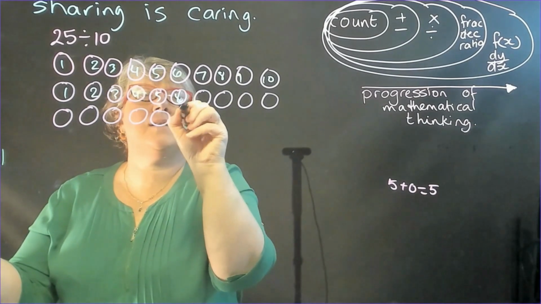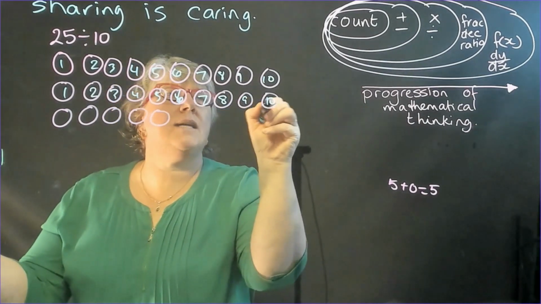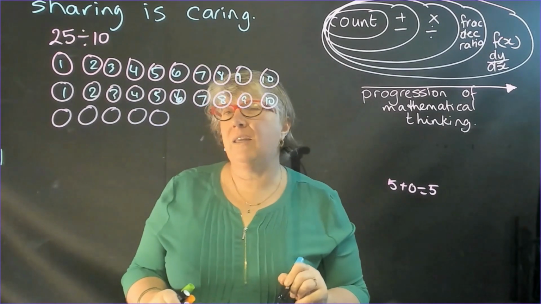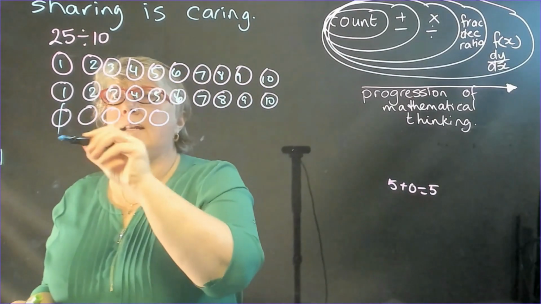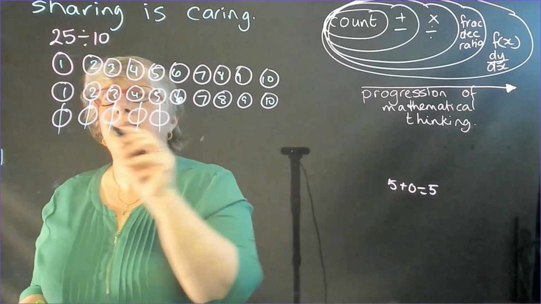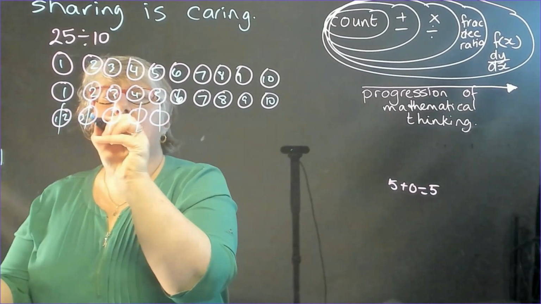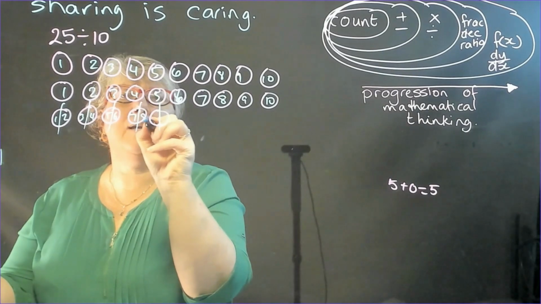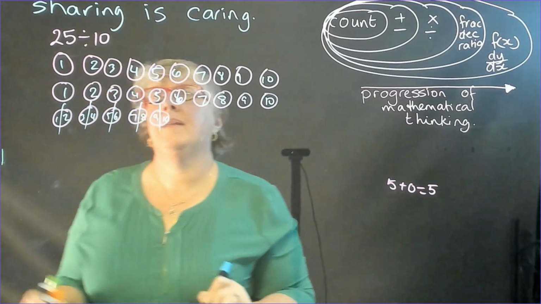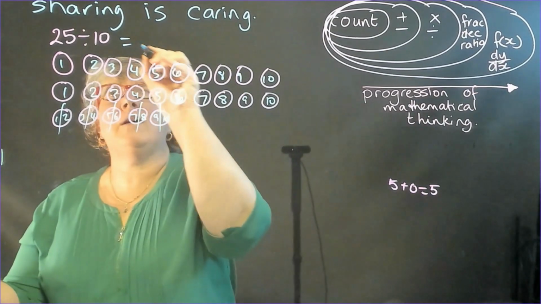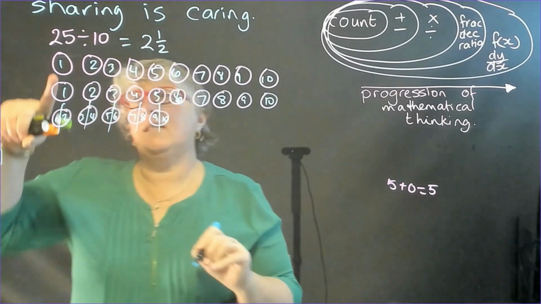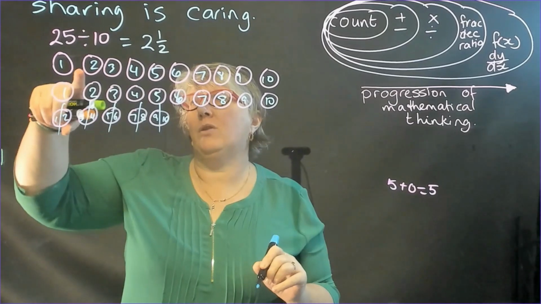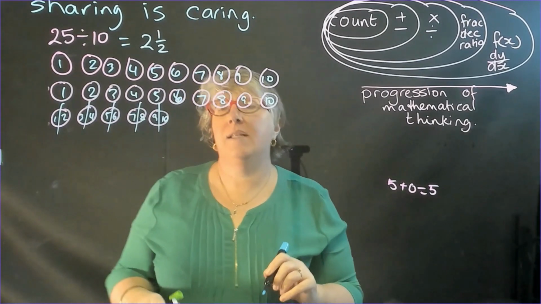Person 5, 6, 7, 8, 9, 10. Oh, can I give them another pizza? And they'll go, no, but I can cut it in half, miss. So 1, 2, 3, 4, 5, 6, 7, 8, 9, 10. So they know that 25 divided by 10 is 2.5 pizzas. Person 1 got 2.5 pizzas, person 2 got 2.5 pizzas, and so on.